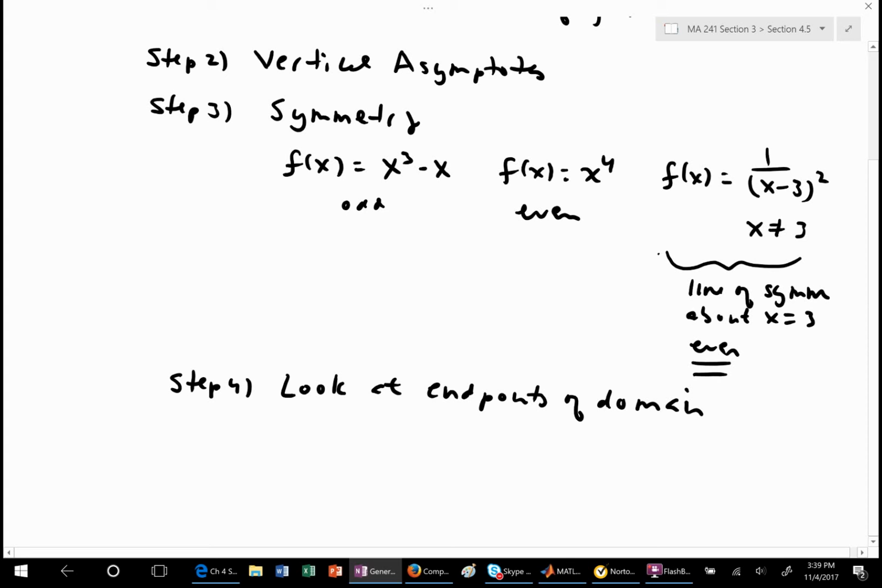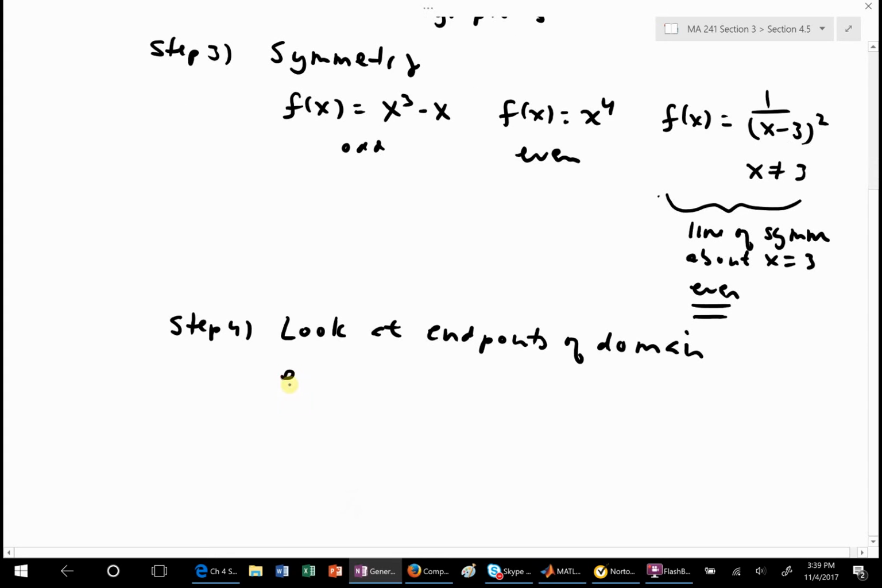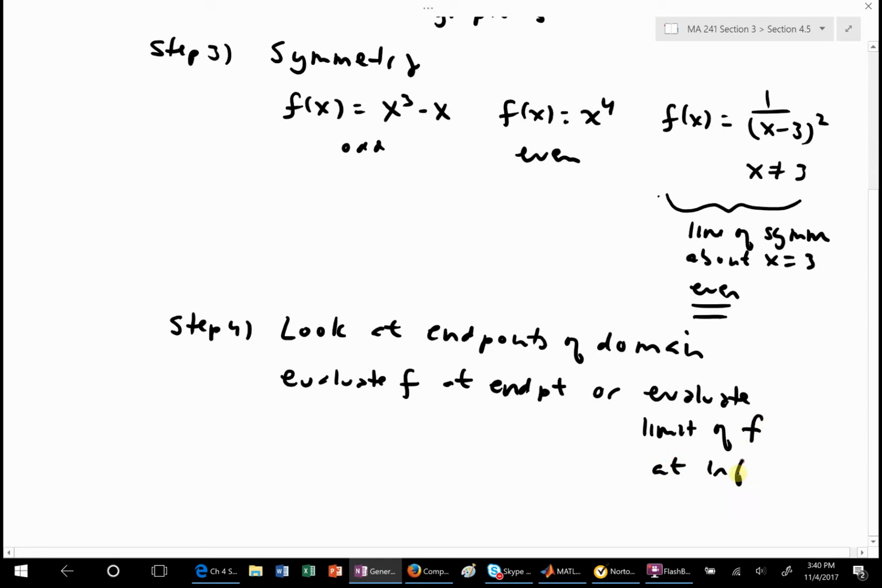So if there's a physical endpoint, I'm usually going to want to evaluate f at the endpoint. And if I don't have physical endpoints, I'm going to evaluate the limits at infinity. Okay? So either there's going to be an endpoint, or I'm going to evaluate the limit of f at infinity, one or the other. Okay?